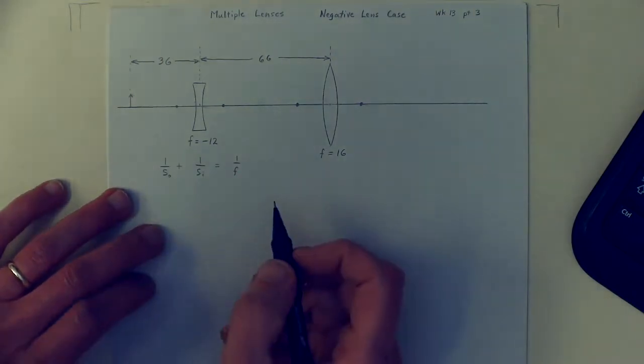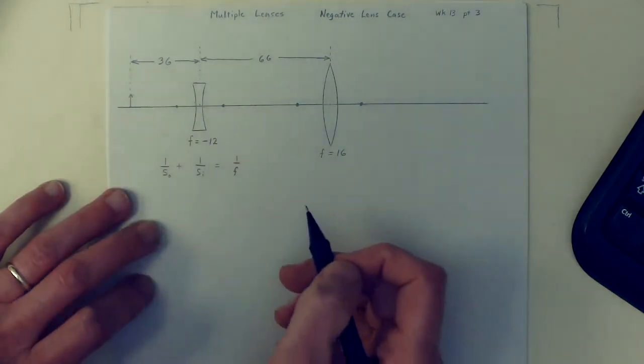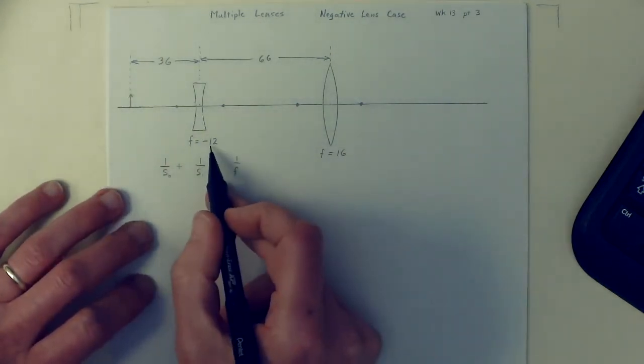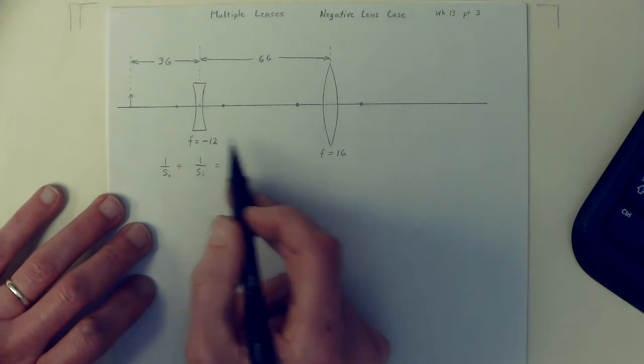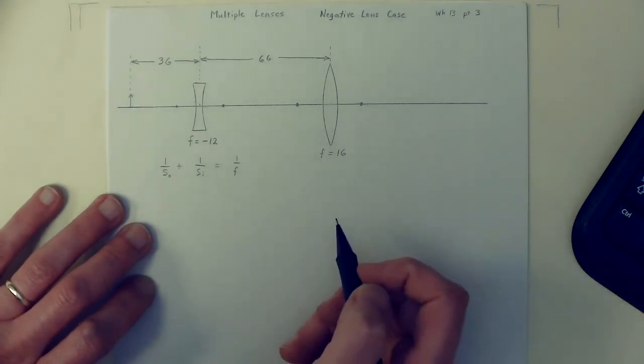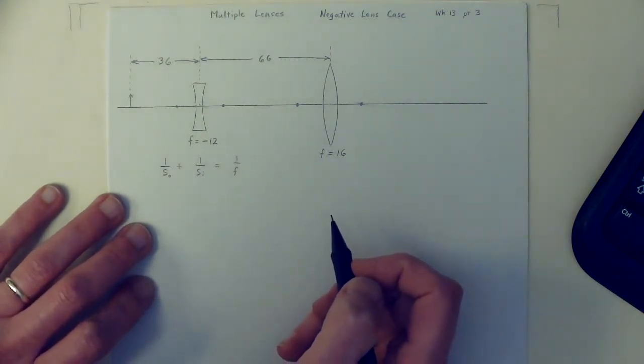So we've got a negative lens here as the first one with a focal length of minus 12 centimeters, and then it's followed by a positive lens of focal length 16 centimeters. Where in the world do the images form?